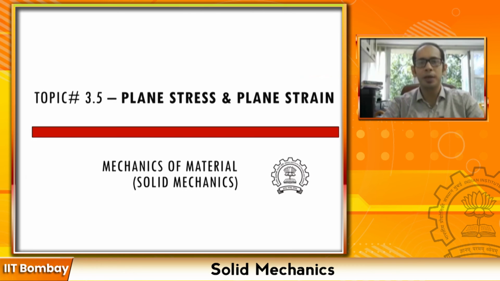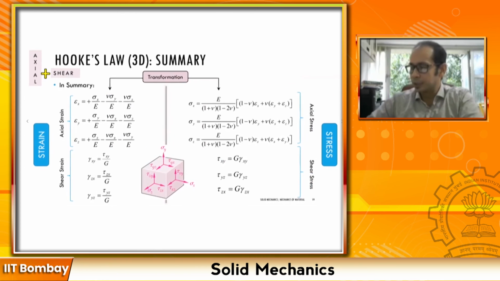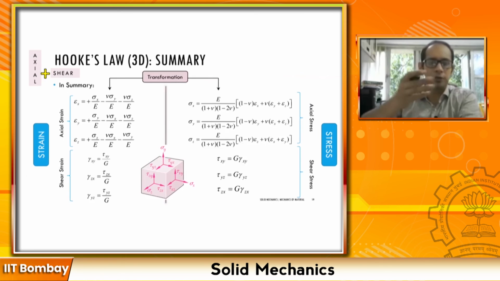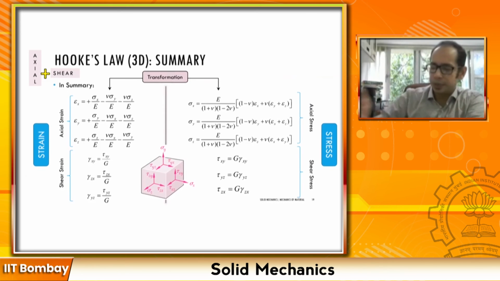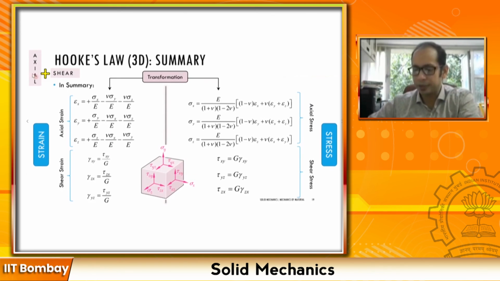Now, before we go ahead and do that, I just want to jog your memory on the 3D version of Hooke's law that we looked at, right? This is what we covered in the previous lecture: when we have both the axial case as well as the shear case, in those instances I can write my axial strain. These are the three primary axial strains that I have, and these are the three primary shear strains.